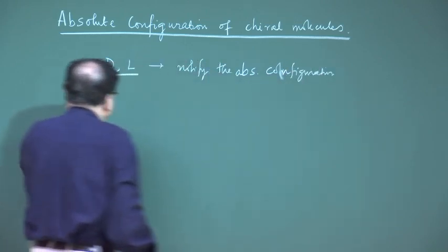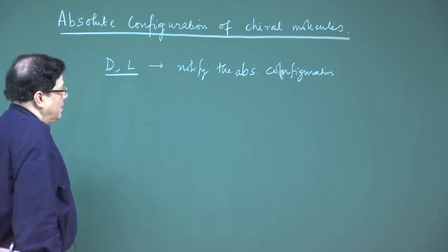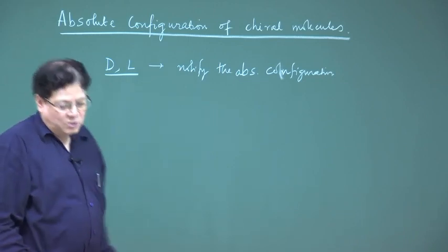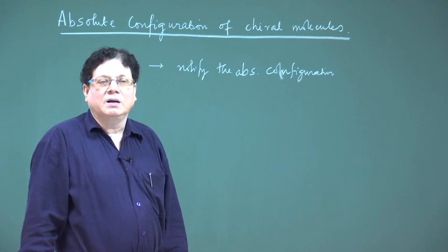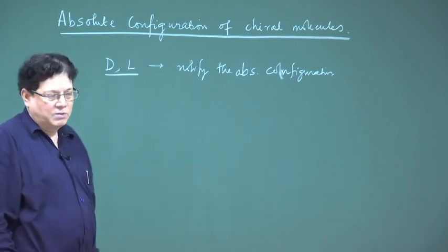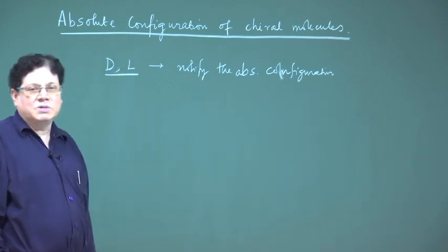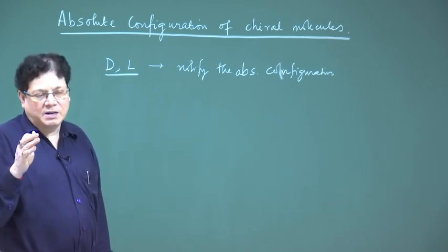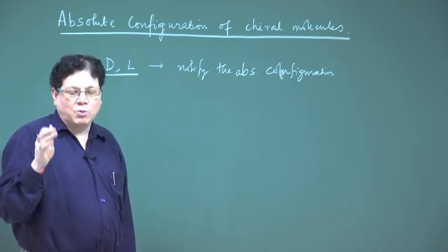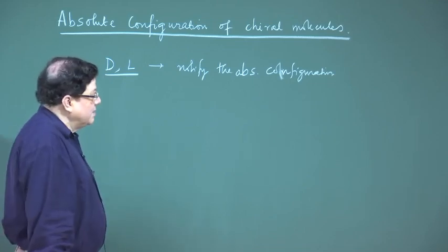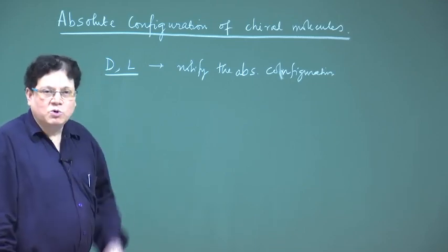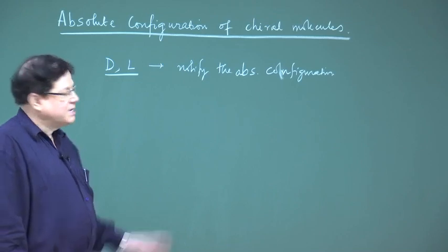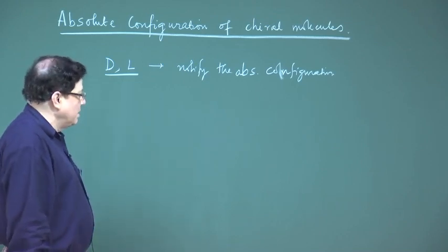Okay. So, DL was the starting point. It was based on the configuration of carbohydrates, which Professor Emil Fischer started. He assumed that plus glucose had the D configuration, that means the lowest chiral center had the hydroxy group at the right, and that was assumed to be D plus glucose, and it started from then onwards.